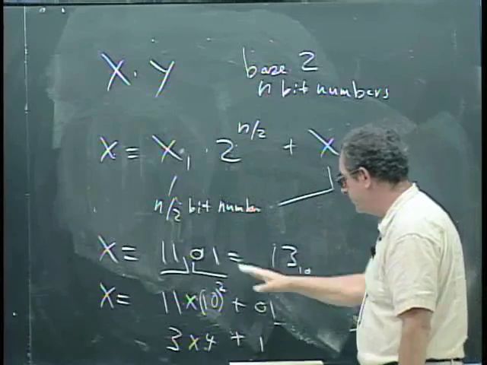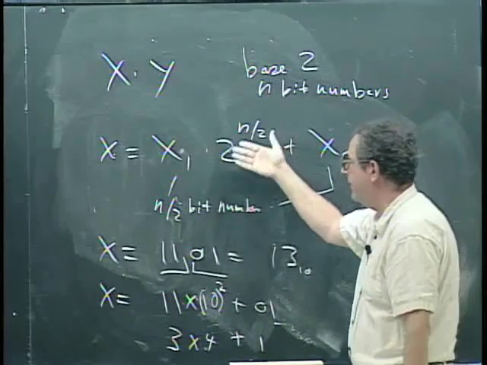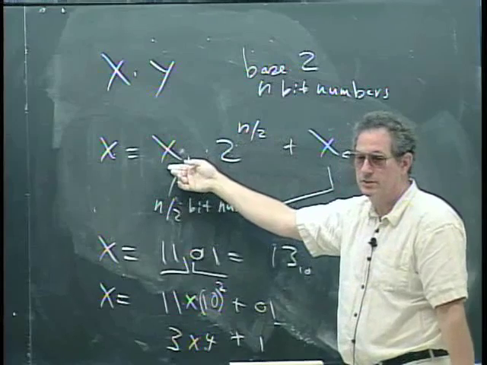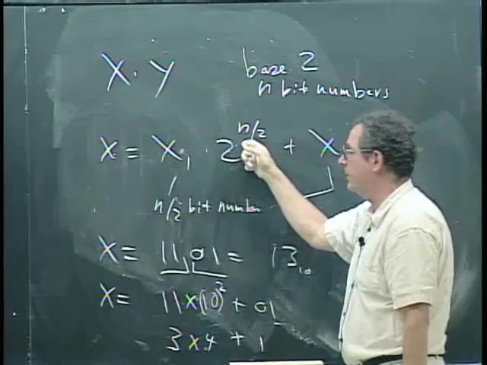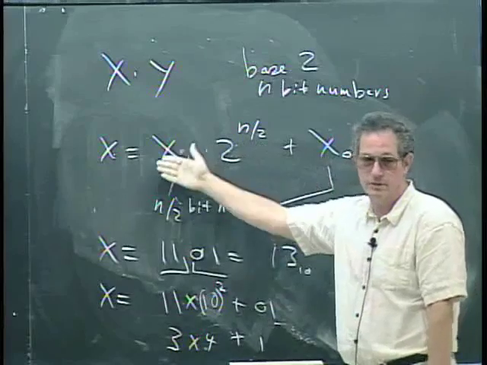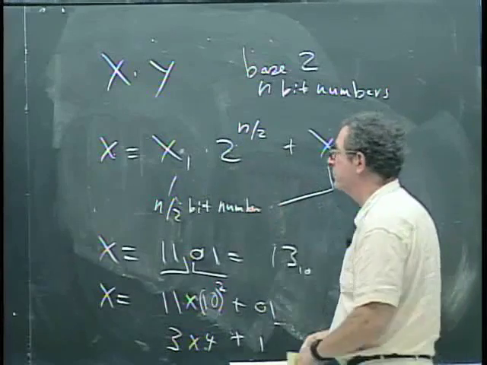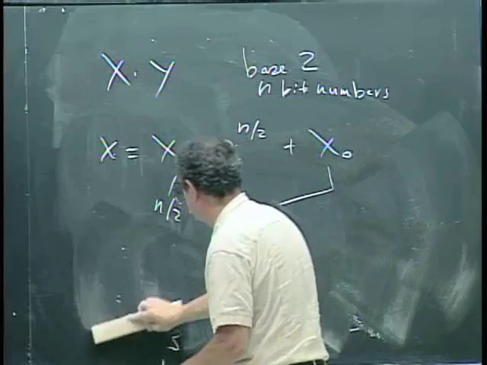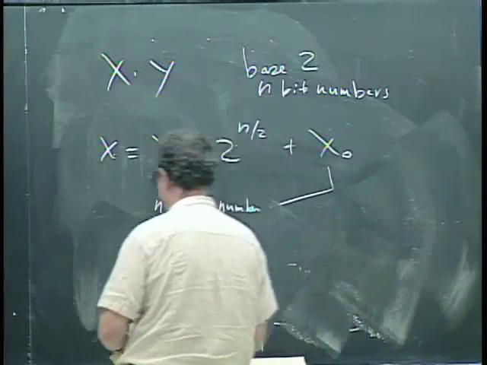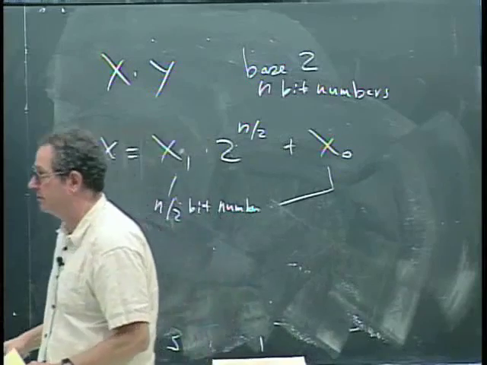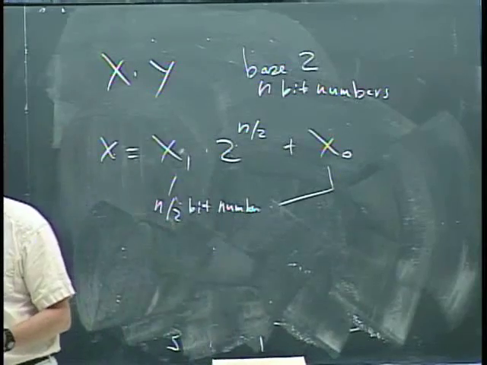So this was just an example of how you can take any number in base 2 and think of the n over 2 most significant digits times 2 to the n over 2, plus the n over 2 least significant digits. And of course, you can do the same with y. So I guess I should stop here. We didn't get very far into the method. We'll do this next time.